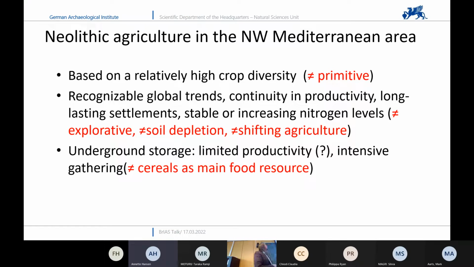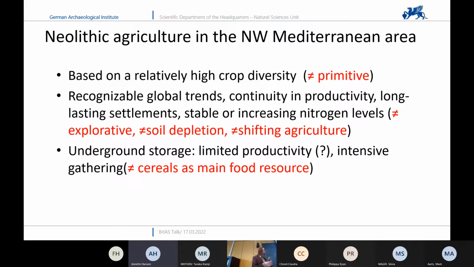So what we are observing is that in the Neolithic we have a farming system that is based on a relatively high crop diversity, and that farmers probably were aware that this diversity was necessary in order to be able to make decisions. We can recognize global trends and a certain continuity in the productivity. The settlements are long-lasting. We don't see decreasing nitrogen levels often.